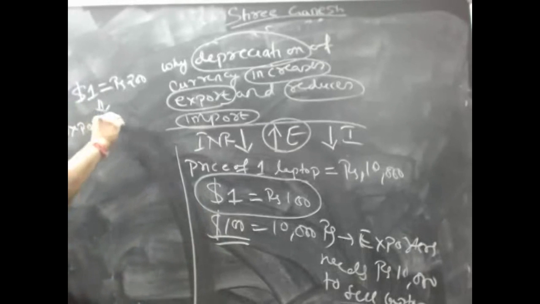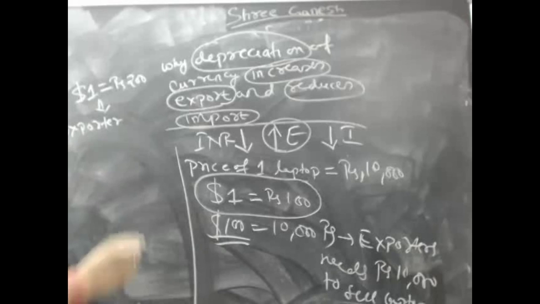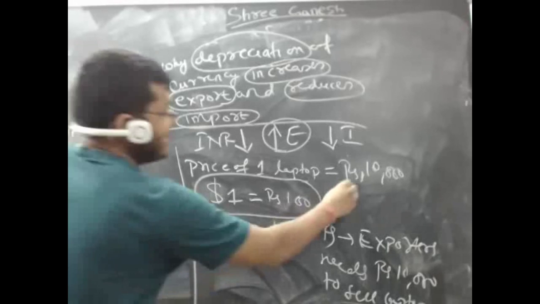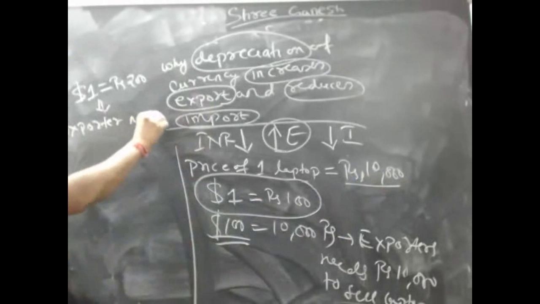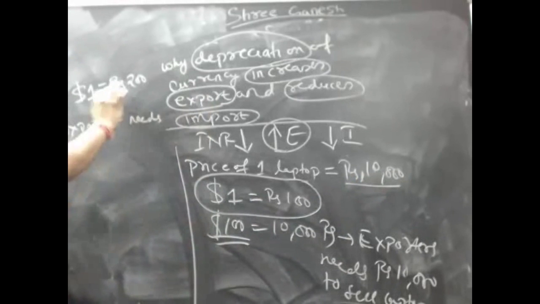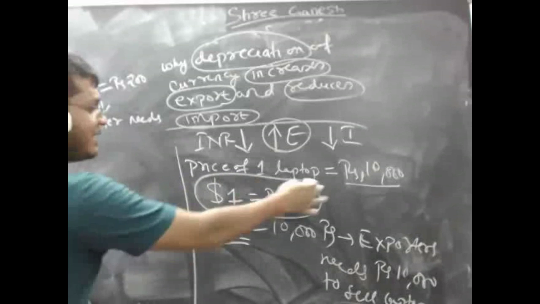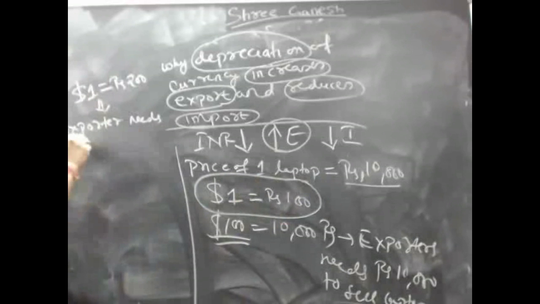is making goods in India. He is not making goods in America. So if he is making goods in America, then he needs 10,000 to sell this laptop. So what money exporter needs will not change. Only exchange rate has changed, because in India laptop can be sold for rupees 10,000. So exporter needs rupees 10,000.